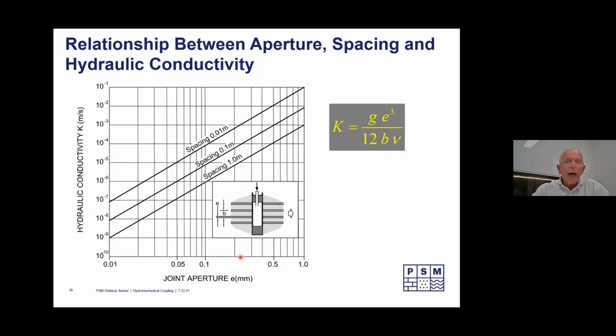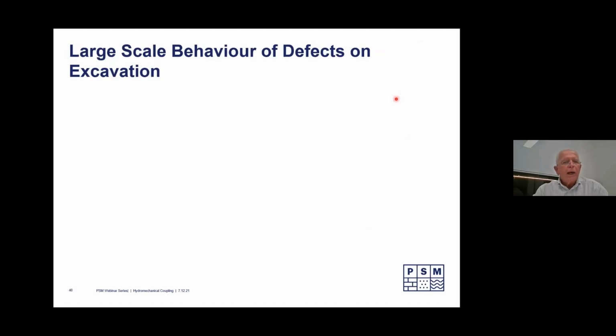So our permeability is a function of the cube of the aperture here. There's a fair bit of discourse about whether this rule applies, but it generally does in my experience for most cracks, apart from going down to very, very fine cracks. So keeping that concept that the permeability is a function of the cube of the aperture is fundamentally important. Large-scale behaviour of defects on excavation.